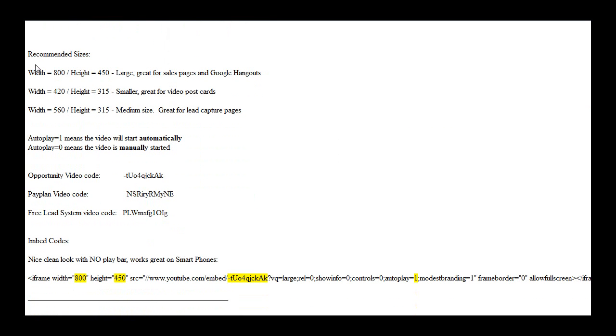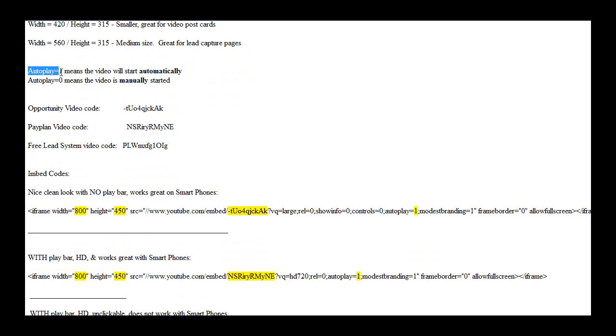And here what I've done for you is I've listed some popular sizes for different videos. Now, 800 by 450, that's great for like sales pages and Google Hangouts. This size here, good for video postcards. And then this size here is kind of a medium-sized video, great for lead capture pages. And when you see this inside the code, which I'll show you, that's going to start your video automatically or manually.